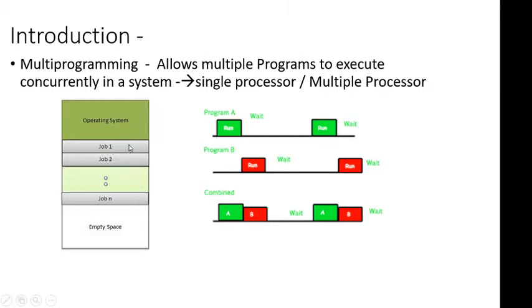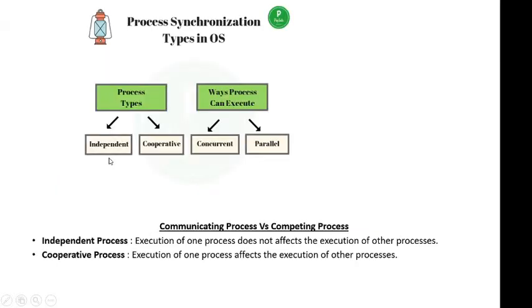Now, these processes, this job 1, job 2, job n, some processes may require that they communicate with each other. Some processes may be such that they may not require any communication with other processes. So in a multiprogramming scenario, when there are many processes in the memory and all of them are being concurrently executed, some of the processes may be independent. They do not want to talk to each other. They don't have to talk to each other in order to finish their work. Or there may be processes in the memory that need to talk to each other. They are called cooperative. Cooperative means communicating.